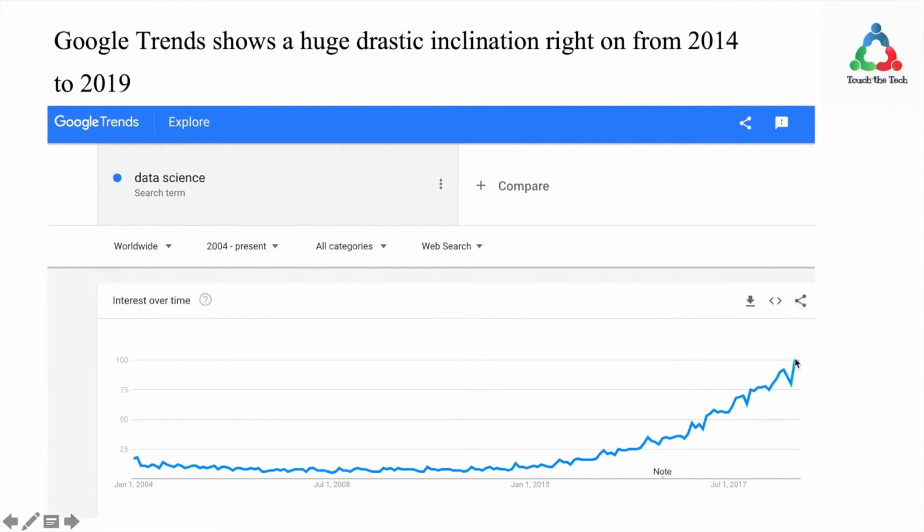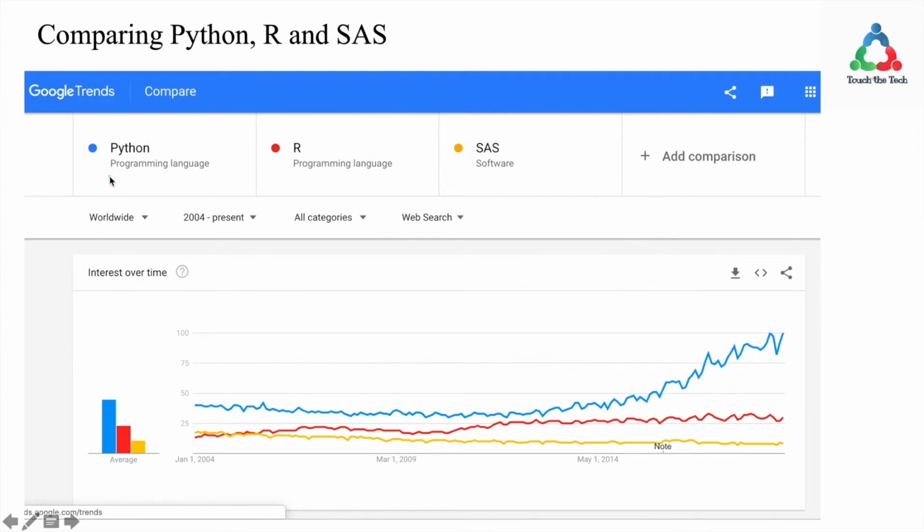For utilizing data science, we have multiple languages like Python, R, and SAS. I even did research about that in Google Trends. Python, this blue line which you can see, has huge growth compared to R and SAS. The specialty of Python is that it is very user friendly and very easy to code in, and we can use so many algorithms inside it. I'll be explaining that in the next topic.